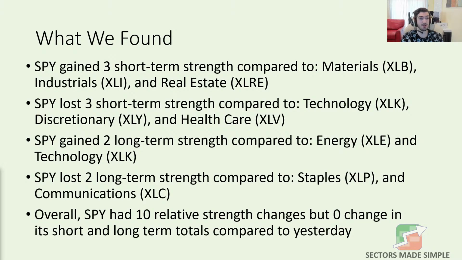SPY gained short-term strength over materials, which is XLB, industrials, which is XLI, and real estate, which is XLRE. Then SPY lost short-term strength compared to technology, XLK, discretionary, which is XLY, and healthcare, which is XLV. 3 gained and 3 lost come out to a net change of 0.